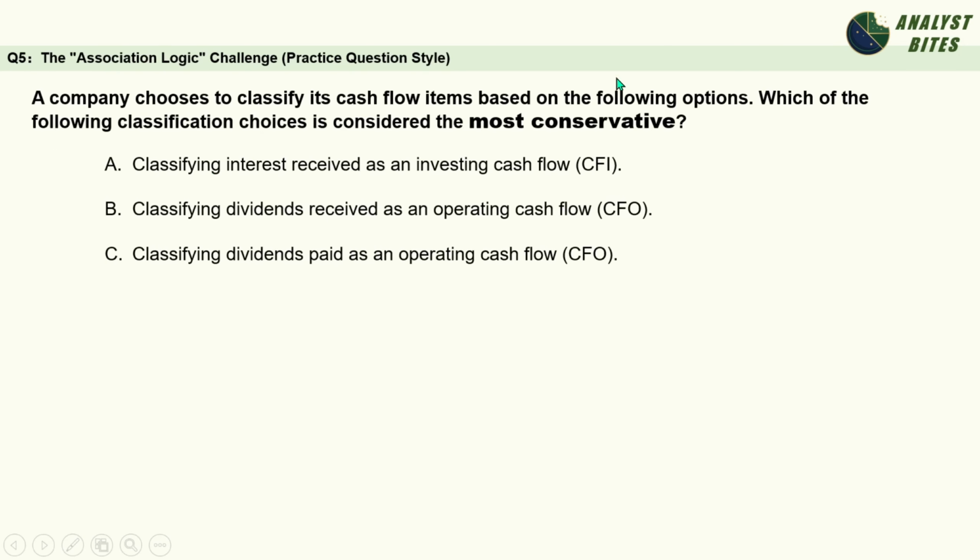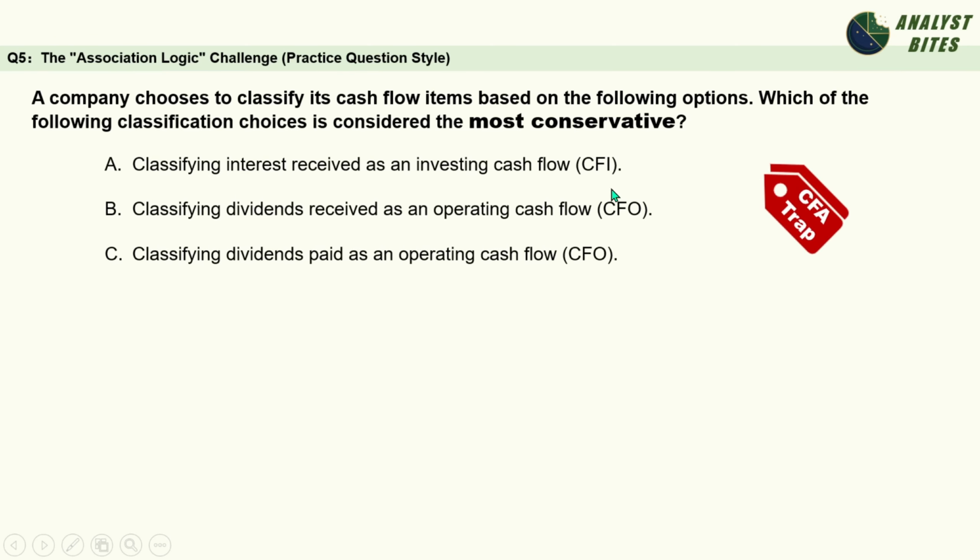Finally, let's look at this question. It's adapted from a unique practice problem in the curriculum. The question asks, which classification of cash flow is considered the most conservative? Typically, conservative in accounting means choosing the method that results in the lowest reported figure. However, if we follow that rule here, both A and C would decrease CFO. Since this is a multiple choice question, there can't be two correct answers.